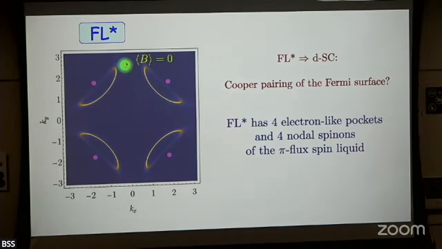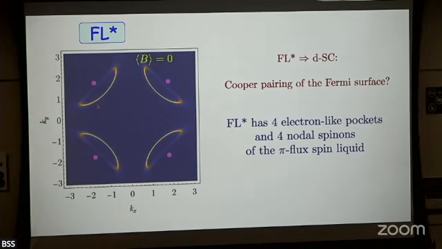And then you have this Kondo lattice, which gives you the pockets. Okay. So remember my slogan, pseudogap metal equals Kondo lattice plus spin liquid. The Kondo lattice gives you the yellow, the spin liquid gives you the purple.